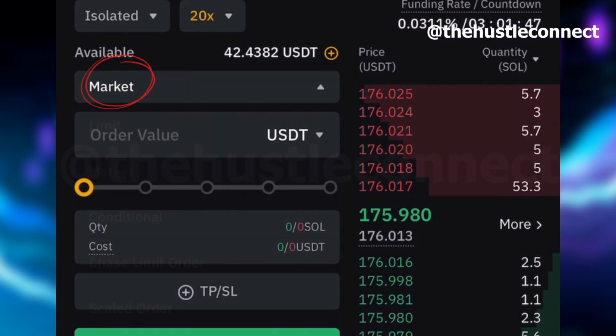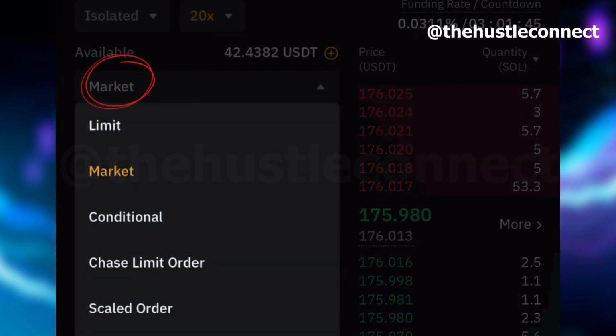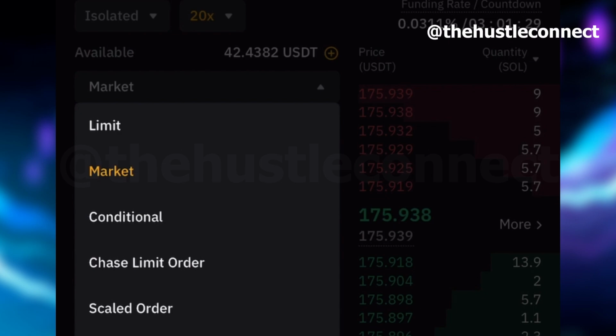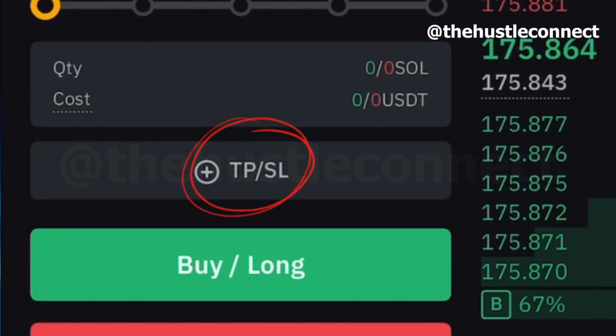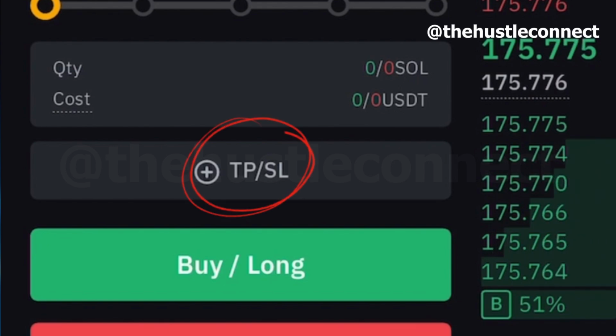Now over here is the other type. When you click it open, you see we have the limit, the market, conditional, and the likes of them. But I mostly use limit orders. Now limit allows you to enter a trade at a price you chose, while market allows you to enter a trade instantly. It allows you to enter at the current price. Now, over here we have your TP and SL. What does TP mean and what does SL mean?